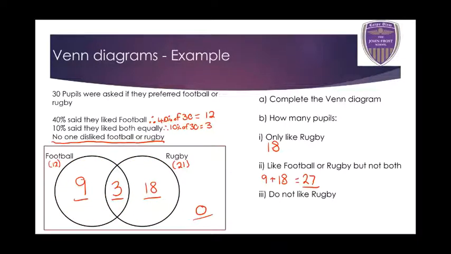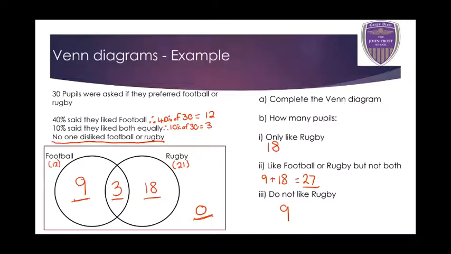And the final question now, how many pupils do not like rugby? Or how many pupils did not prefer rugby? So again, do not like rugby, that means that they like football but not rugby, okay? Or another way to think about it is if you think of the whole circle, this whole circle represents who does like rugby. Therefore, everything outside of that circle will be who doesn't like rugby. And there's two numbers outside, there's a 0 and there's a 9. Well, 0 plus 9 is 9, so therefore 9 pupils do not like rugby.